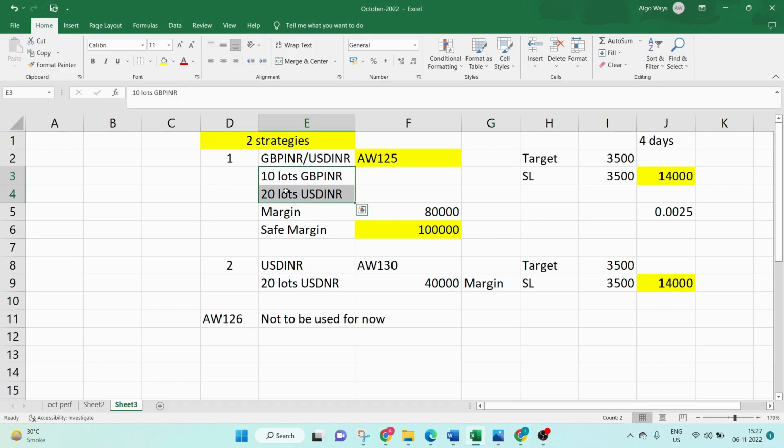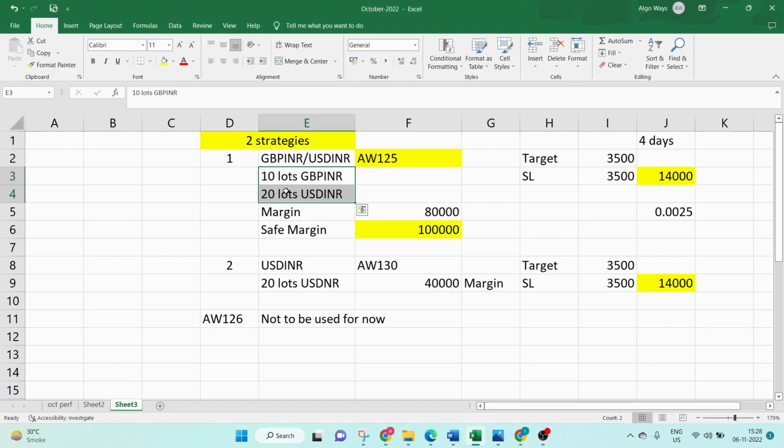The second strategy is purely on USD INR, which is a directional strategy. So it trades in 20 lots of USD INR, and it is purely a directional strategy, and it has the capability of coming out even if there are 2 to 3 reversals. So if the reversals are not more than 2 or 3, then it can survive and give the profit.